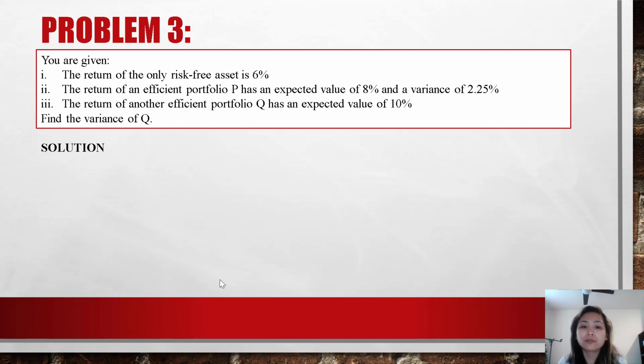Alright, so this is a new type of problem. In order to solve this problem, we have to pay attention to the keys for efficient. So the first question that comes to your mind is, when is a portfolio or an asset called efficient? So remember, we have the capital market line, and any asset or portfolio that lies on the capital market line is called efficient. So in order to determine efficient portfolios or assets, we have to construct the capital market line.